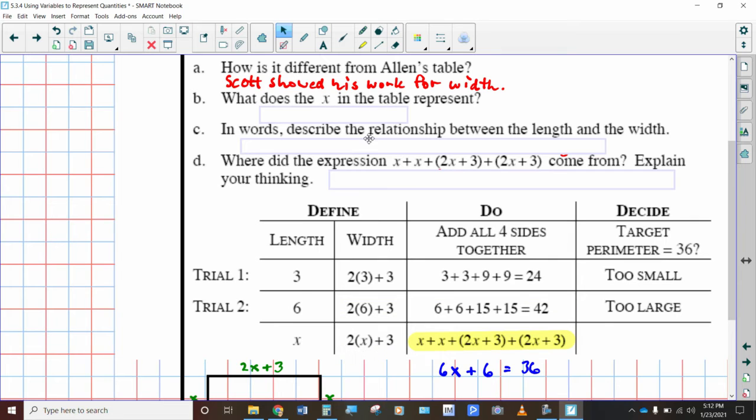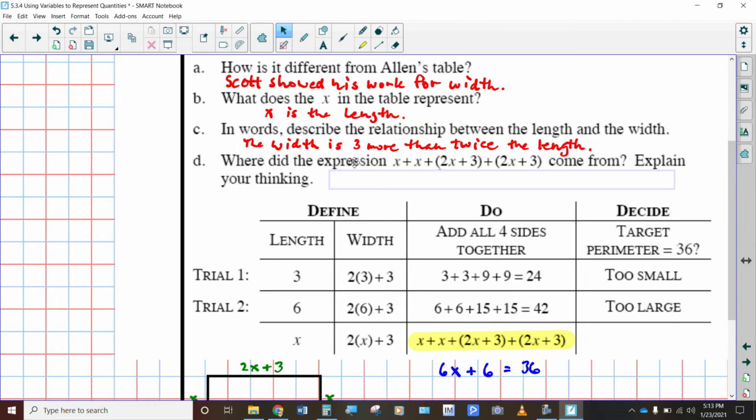So what does the x represent in this particular situation here? Well, isn't that the length? That's the variable for the unknown for the length. And in words, describe the relationship between the length and the width. So what would you say there? What are you doing to x to get the total width? Looks like we're doubling it and then adding 3, or you could just say that the width is 3 more than twice the length. And you can word that in a number of different ways.